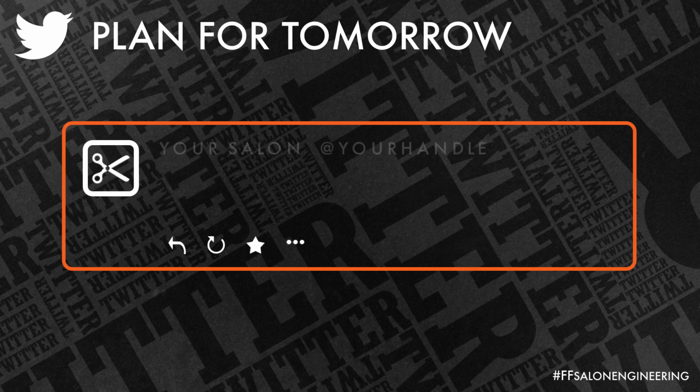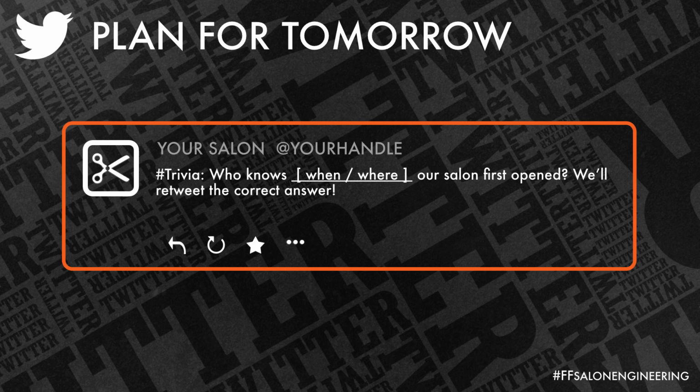All right, another example here. Hashtag trivia. Who knows when or where our salon first opened? We'll retweet the correct answer. Now, maybe if your salon just opened last week, this wouldn't be a very good tweet. The answer is 6 days ago, right? But if you've been in business a while, like our salon, we've been in business since 1980. This could be a fun one for us to do. You could also do, when did we launch a product, or when did we add the spa, right? There's ways for you to get around this, but a trivia game is kind of a fun thing. And by saying that you'll retweet the right answer, it gets people a little excited in terms of being able to share their Twitter handles and get their names out there.